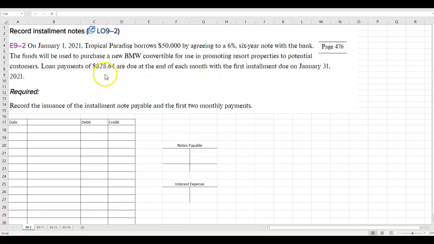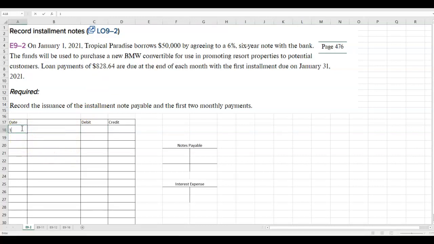So loan payments are $828.64 and they're due at the end of each month, with the first installment due on January 31st, 2021. And this is typical of an installment note. You don't want your payments to change. Your payments are always going to be the same. What's going to change is the amount of interest and principal in each payment. And you'll see what I mean as we do these.